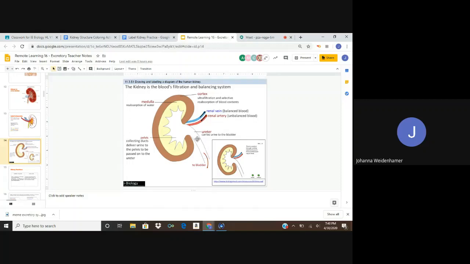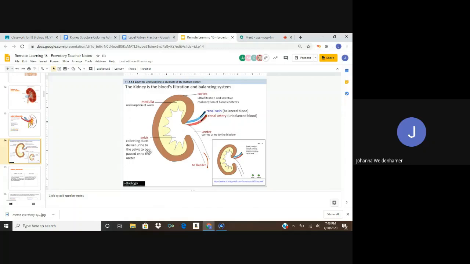That's going to be bringing urine to the bladder. We've already talked about that. We've already talked about the renal vein and how we're going to be bringing blood now out of the kidney. The renal artery is bringing blood to the kidney. And remember, arteries away from the heart. So you can think arteries going away from the heart to the kidney.